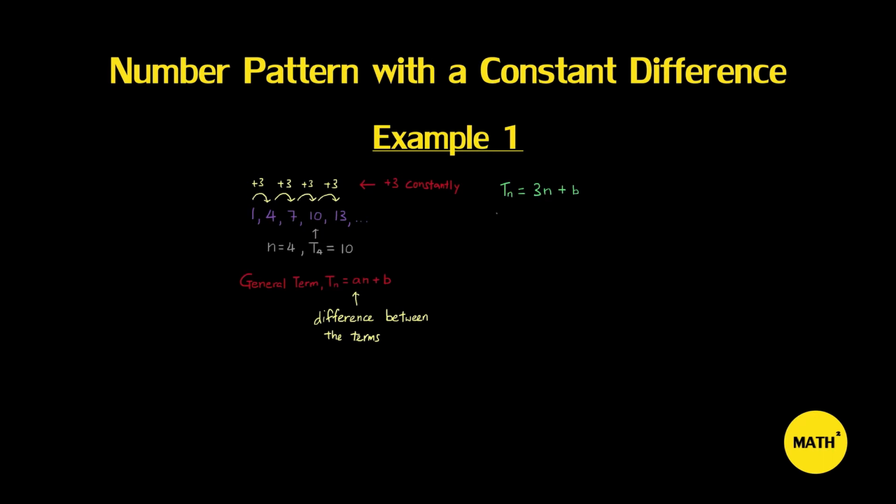For example, when n equals 1, we know that T1 equals 1. Thus, we will get the equation 1 equals 3 times 1 plus b. If we solve for b, we will get b equals negative 2. Thus, the general term is Tn equals 3n minus 2. As a good habit, you should always check your answer. You can sub in n equals 5 into the general term you have determined to check if T5 is 13.